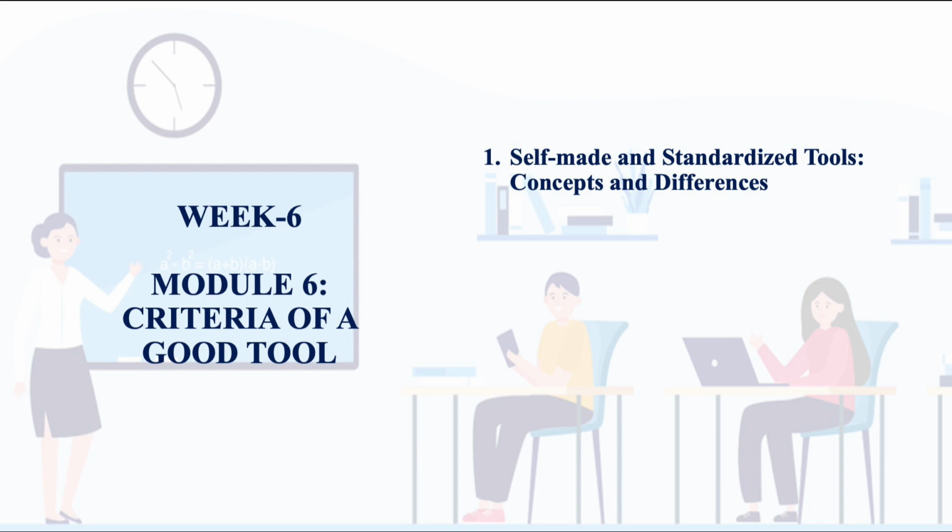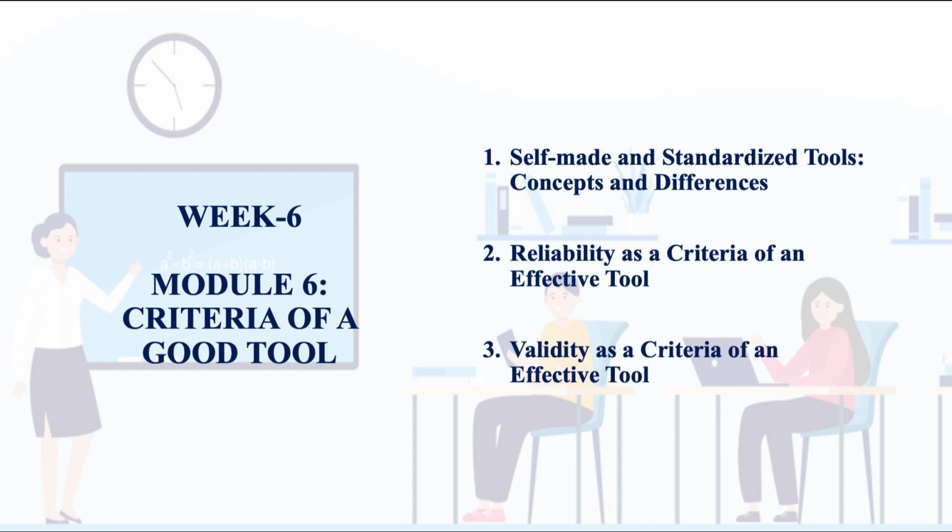The title of the module is criteria of a good tool, and in this module you will find 3 video lessons. First is self-made and standardized tools, their concept and differences. Second is reliability as a criterion of an effective tool, and the third is validity as a criterion of an effective tool. Today in this lesson we will discuss the concept of a self-made tool, the concept of a standardized tool, and the difference between self-made and standardized tools.